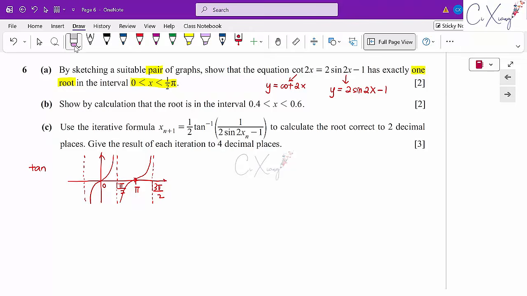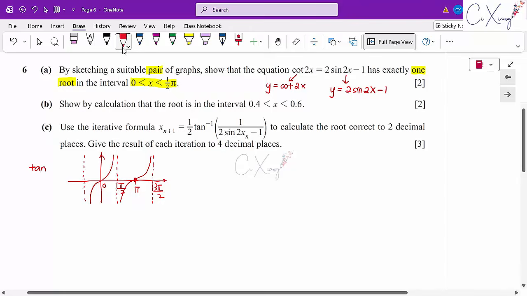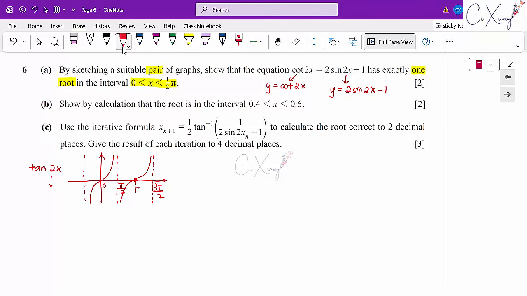And after that, if I want to sketch tangent 2x, you should know that tangent 2x means you are having a stretch in the x direction with a stretch factor of half. So that means you need to multiply all the x-intercepts with half. As an example, when you're having this line originally at pi over 2, if you multiply with half, then it will become pi over 4. Then for the pi here, if you multiply with half, you'll be having pi over 2. Then this one will become 3 pi over 4.